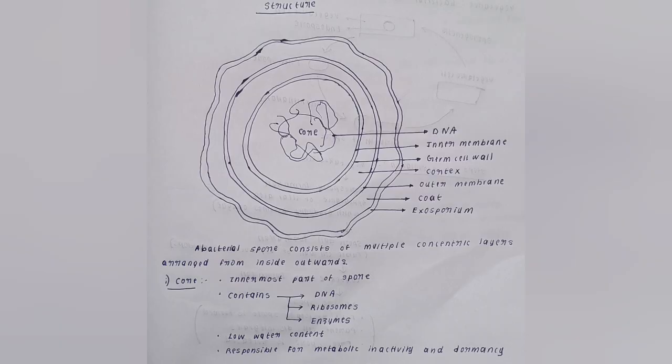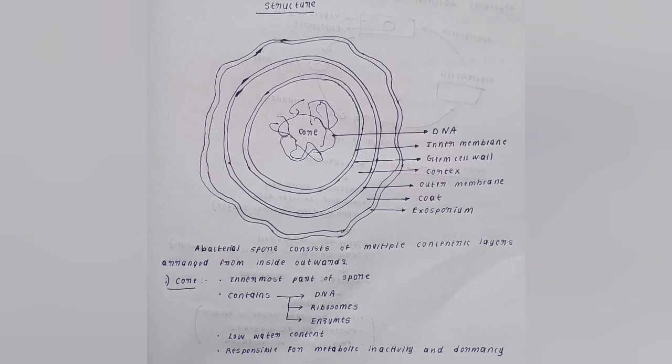Okay, so a bacterial spore consists of multiple concentric layers arranged from inside to outwards. First, the central core, which is the innermost part, and it contains DNA, ribosomes and enzymes, and it has low water content. Why low water content? Because low water basically keeps the metabolic activity very low. That helps because it wants to remain dormant, so metabolic activity shouldn't be higher, and it is responsible for metabolic inactivity and dormancy.